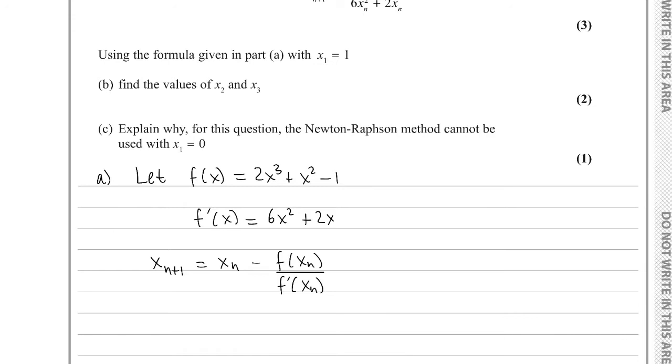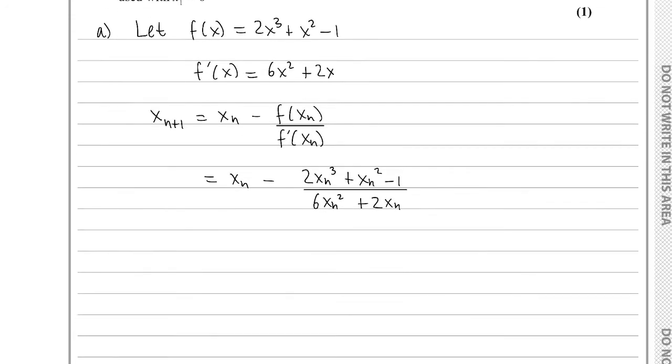So in our case, this will be xn minus 2xn cubed plus xn squared minus 1 over 6xn squared plus 2xn. I actually need to put this over the common denominator of 6xn squared plus 2xn. So I will just multiply by 6xn squared plus 2xn and simplify things.